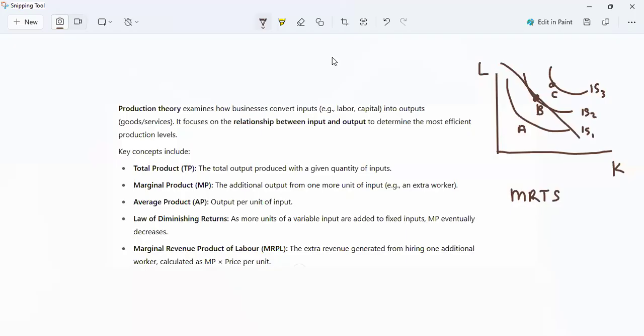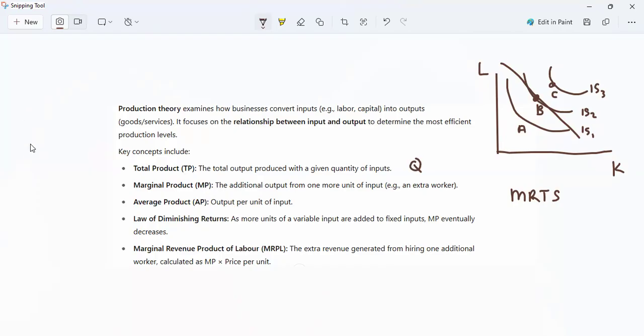So now, in production, we have some terminologies you need to understand. There's what we call the total product, which is the total output produced by any given unit. So we use the letter Q or TPL, total product. Then we have what we call the marginal product. This is additional output from one input unit. So any extra output is called marginal. So marginal product is any additional produce.